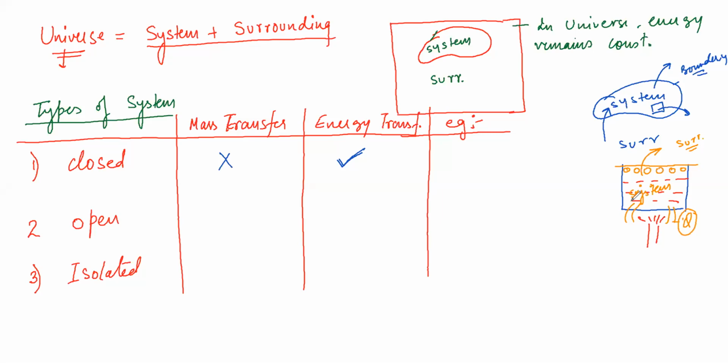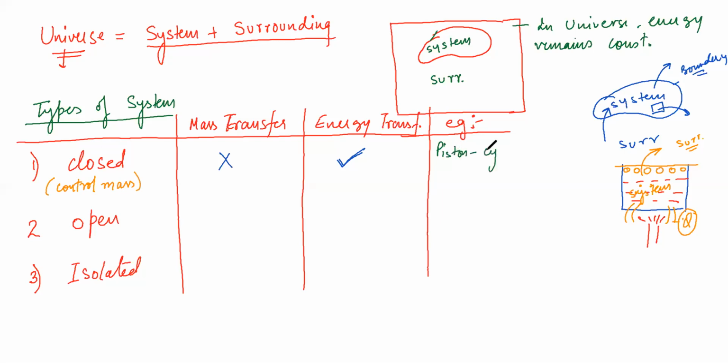In closed system, you always remember closed system is also known as control mass system, right? So in closed system, there is no mass transfer, only energy transfer take place. So you can write with respect to that, you can write an example. You can write a piston cylinder arrangement. Okay?